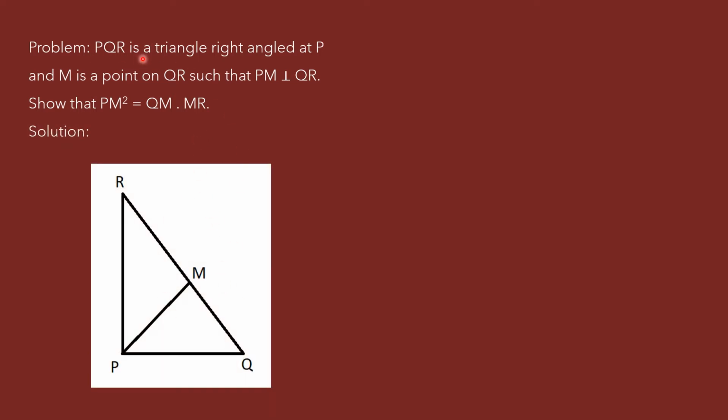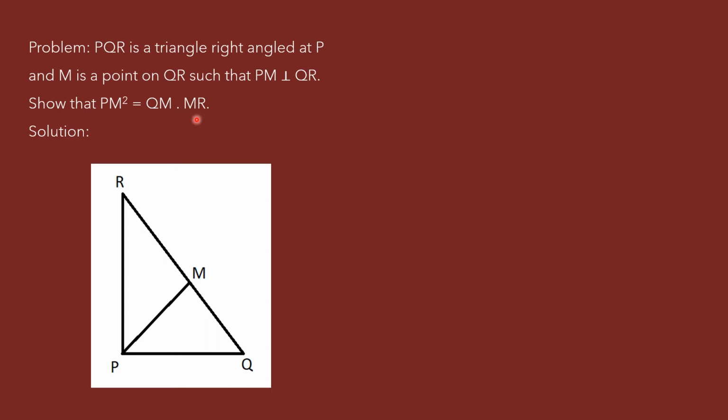See here, PQR is a triangle, right angle at P. That's why I have taken P at right angle. PQ, QR, anyway you can take. PQR I have taken. And M is a point on QR. It may not be the midpoint here. Just M is a point on QR such that PM is perpendicular to QR. We have drawn a perpendicular. This angle is 90 because angle P is also 90. We have to show that PM square is equal to QM into MR.